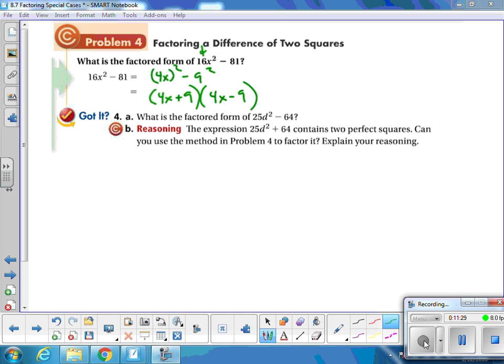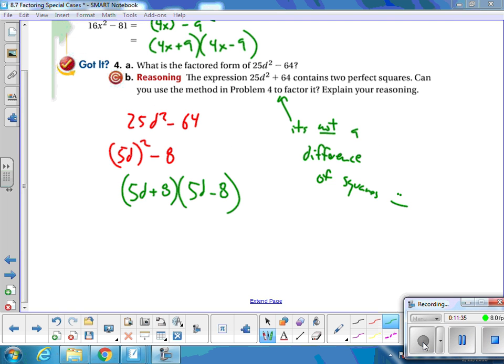There we go. Why don't you give it a try? You try it on this one. Got it! All right, hopefully these are coming a little bit faster. I changed 25d squared to 5d squared minus 8 squared, and that gave me my 2 terms on this one when adding and subtracting because I'm looking for the difference. And the second part, no, I can't because it's not a difference of squares, so that would not work for this one.